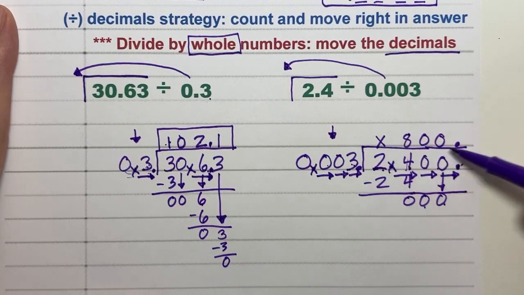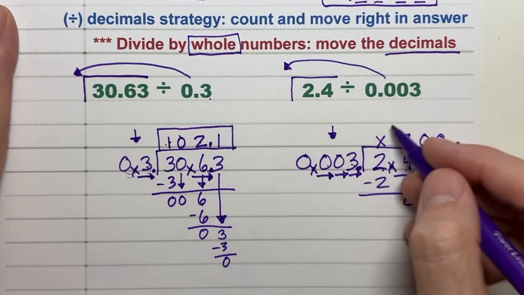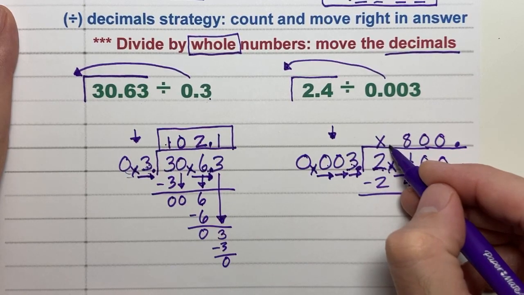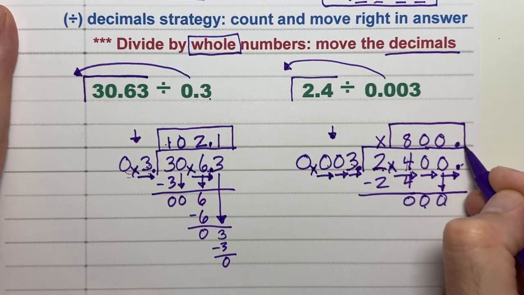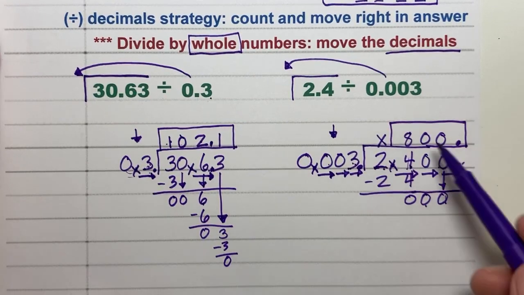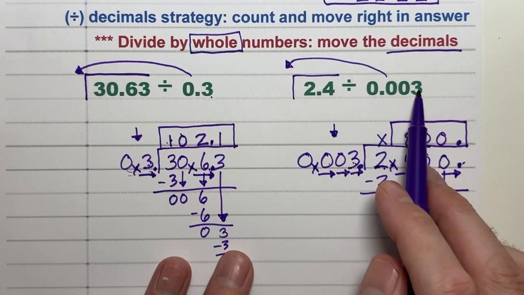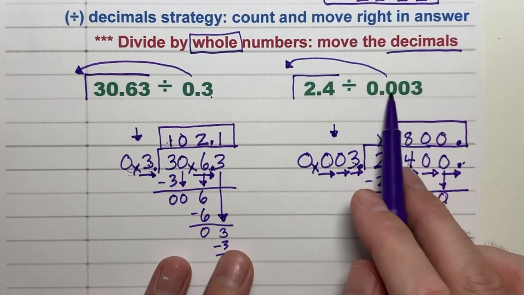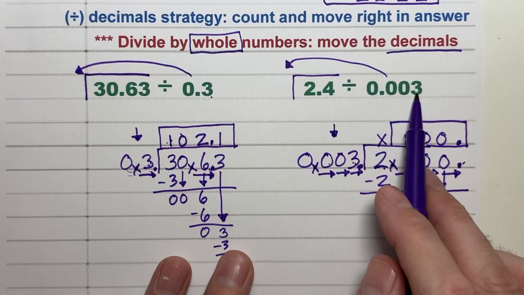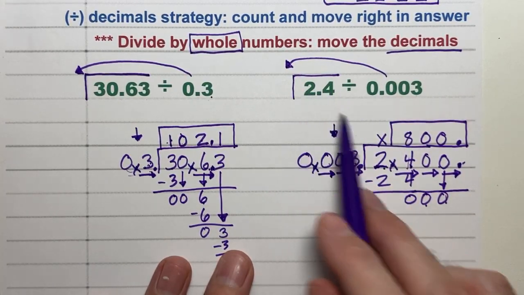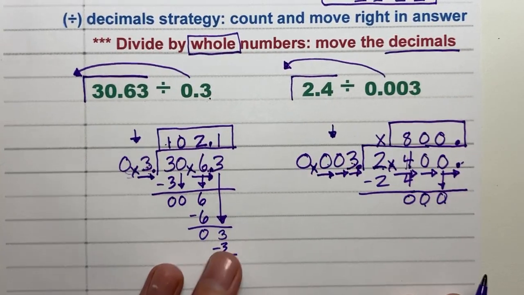So you want to make sure you finish this out all the way to the end because the decimal is over here on the right. So you're going to actually end up with 800. So this little number, it's a very small fraction of a number, 0.003. It will divide into this whole number 800 times.